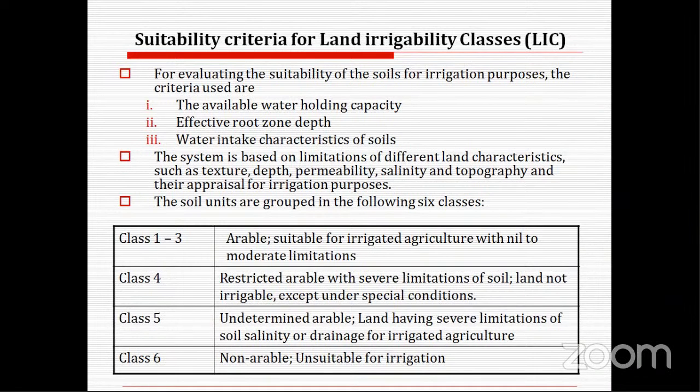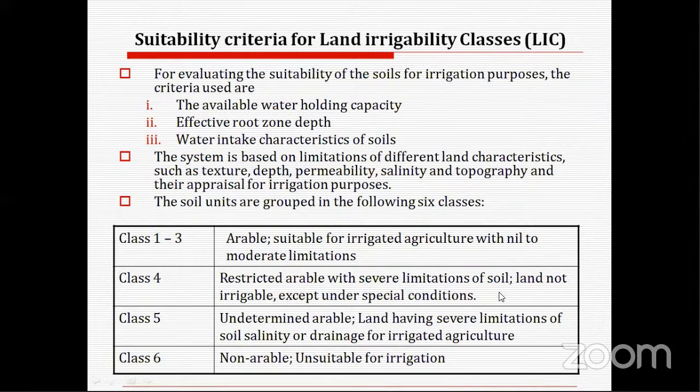If so, there is a limitation also. It will be very moderate, very nominal. And coming to class 4, students, classes 1 to 3 are conditional land irrigability classification. And class 4, what is the condition? Restricted arable. We can see some restriction with severe limitations.